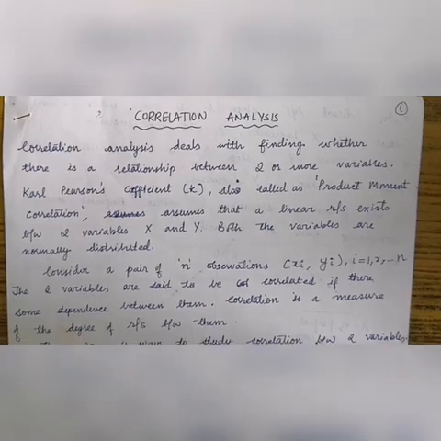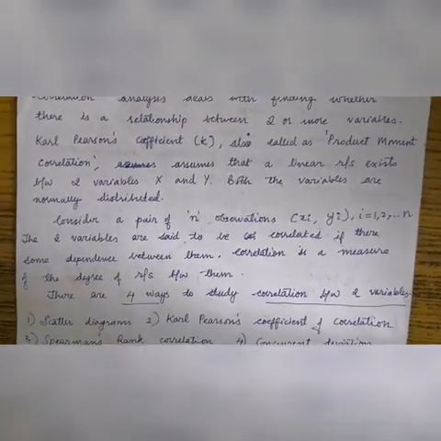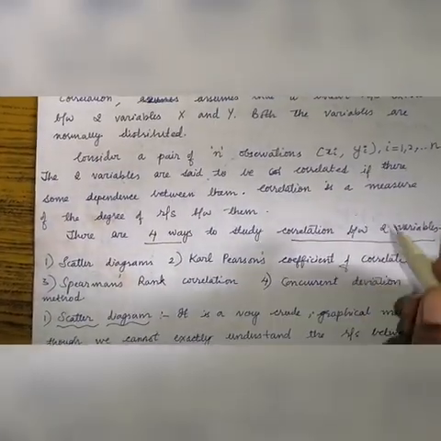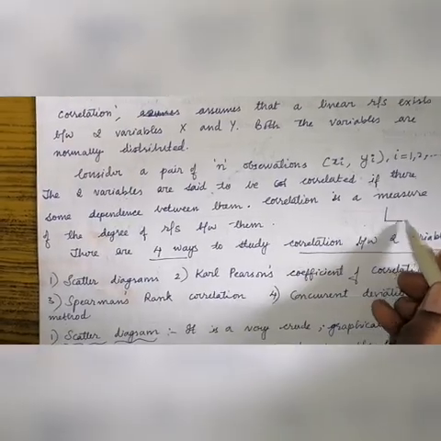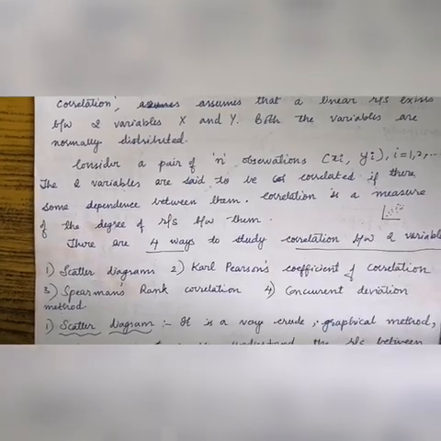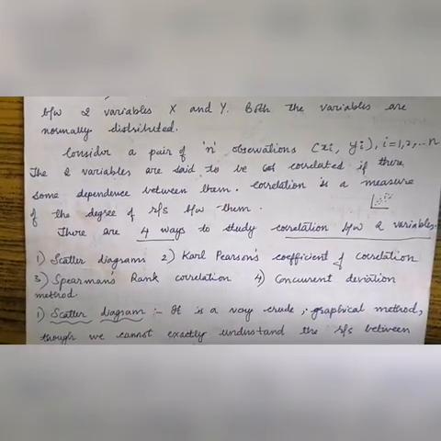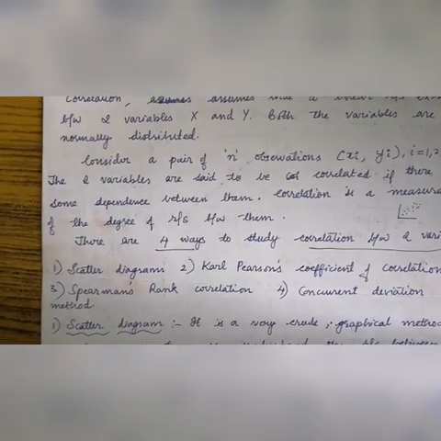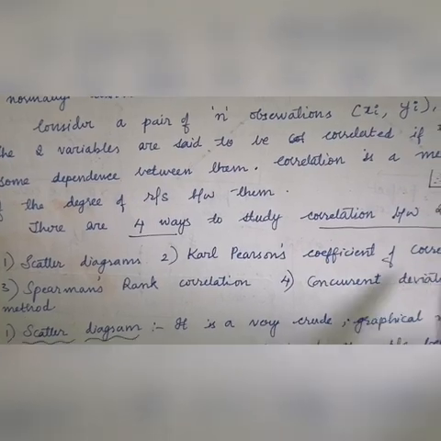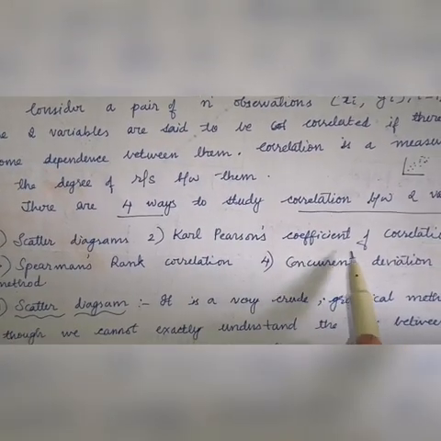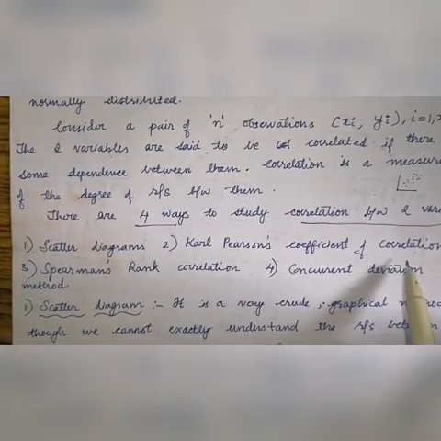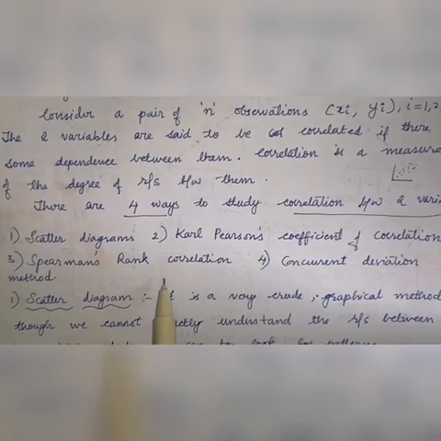Okay, now there are four ways to measure correlation between two variables. One is through the scatter diagrams. So basically scatter diagram is nothing but you have x-axis and you have y-axis, and you plot the x and y points. Okay, so based on the direction of the points, you will say if the variables are linearly dependent or not. Second is the Karl-Pearson's coefficient of correlation. We have a formula for Karl-Pearson's coefficient which helps us to understand the degree of relationship or the level of relationship between the variables.